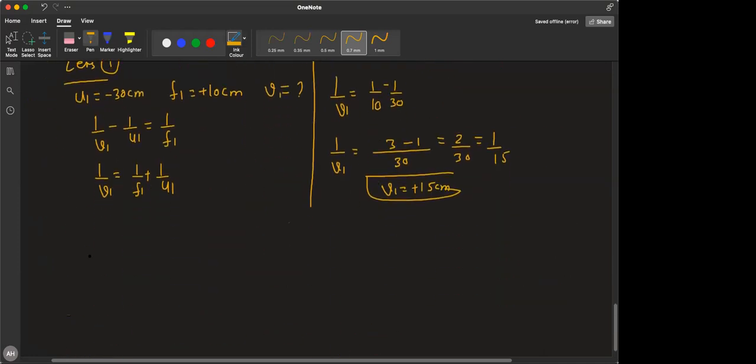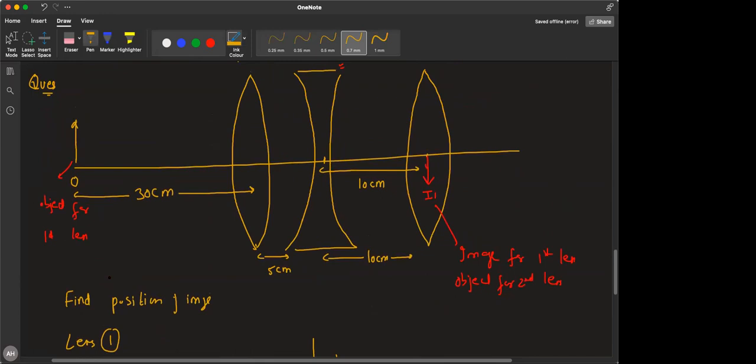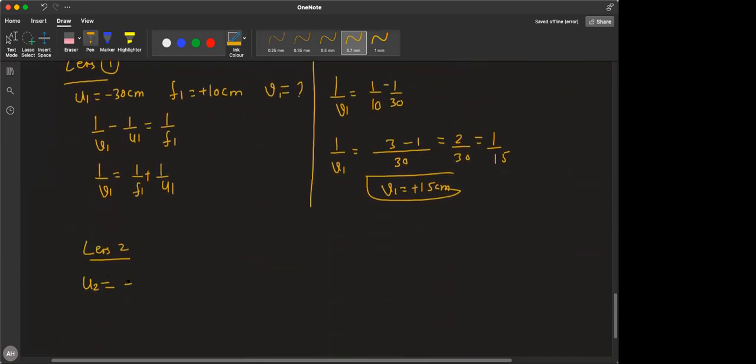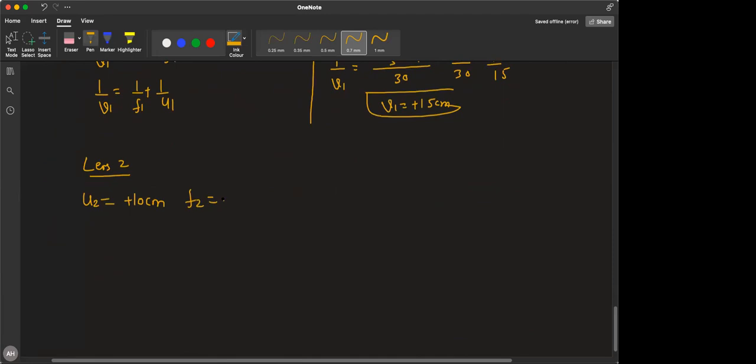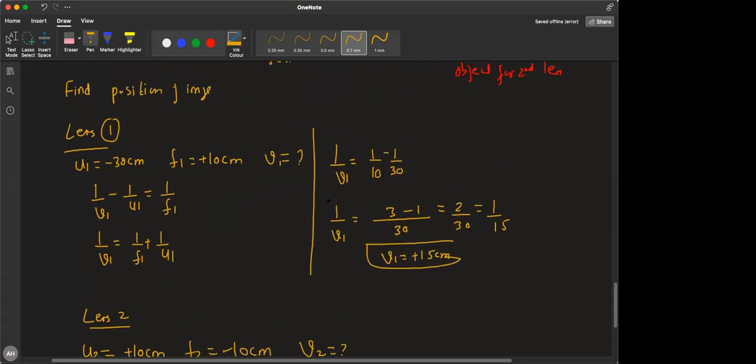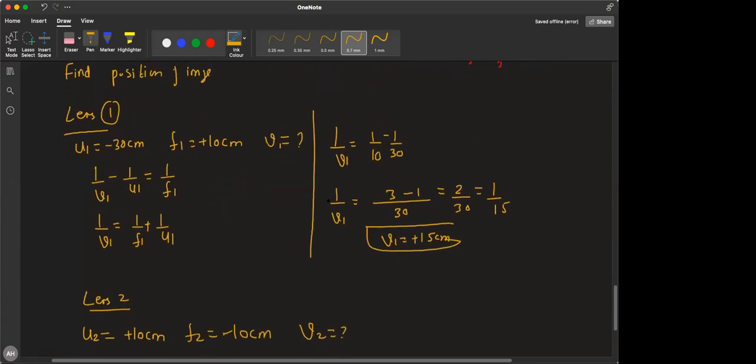So for the second lens, lens 2, your object distance is something, it's not 0. Object distance is 10 centimeter plus 10 centimeter. The second lens is a concave lens. Focal length is minus 10. Get the value of image distance. Do it. Get the value of V2 first.